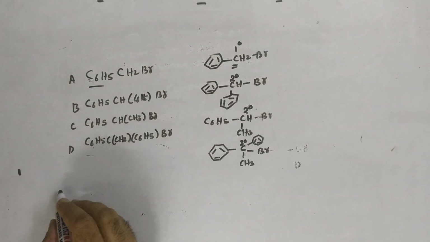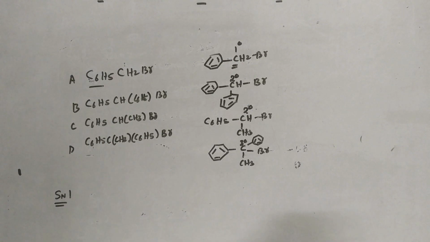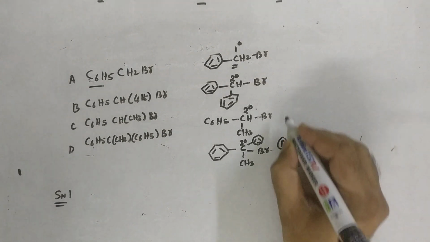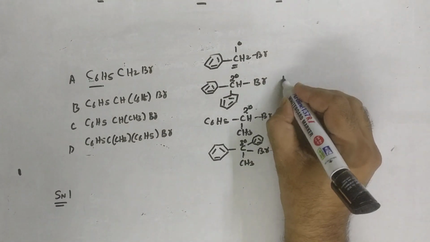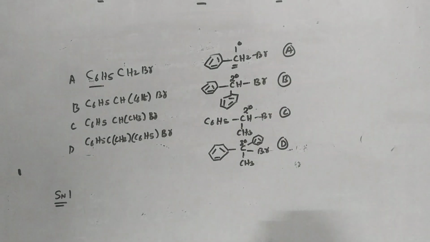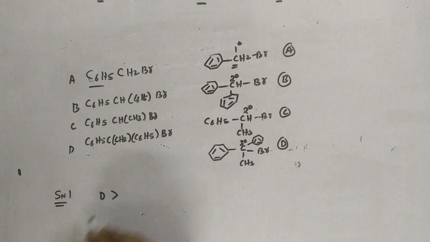So let's compare the reactivity towards SN1 mechanism. In SN1, the one which is going to be most reactive is tertiary, then secondary, and then primary. This is your D, this is your C, this is your B, and this is your A. So obviously on the concept of tertiary, secondary, and primary, the one which is going to be most reactive is D.